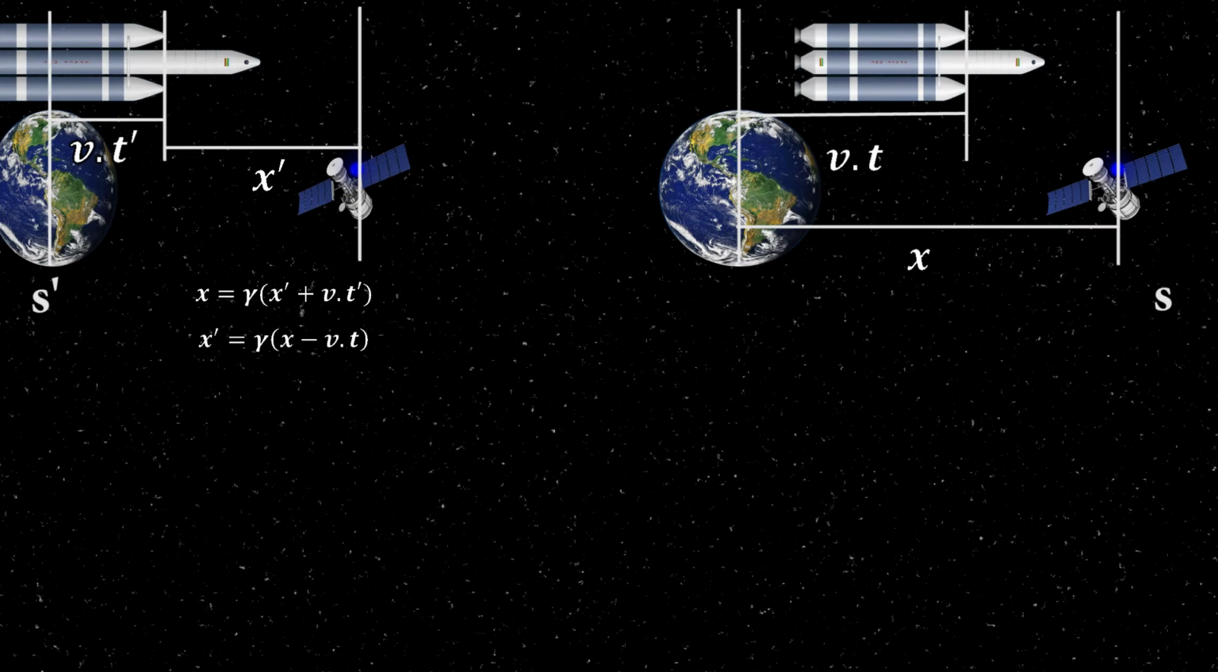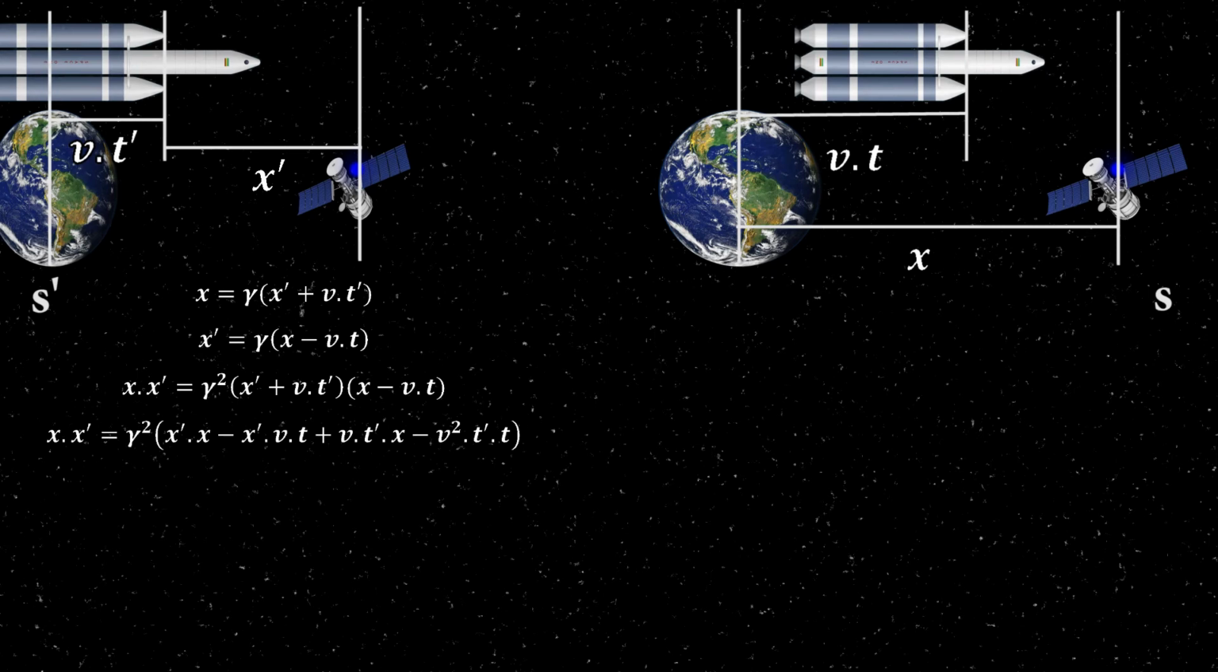We now combine both terms to find the value of gamma. To do that, we multiply the left side of both equations and the right side. So, multiply left and multiply right gets us this. Don't forget to square the gamma on the right side. Now get rid of one pair of brackets by multiplying the contents of the left brackets by the right. So multiply x prime by x, x prime by minus vt, vt prime by x, and vt prime by minus vt.